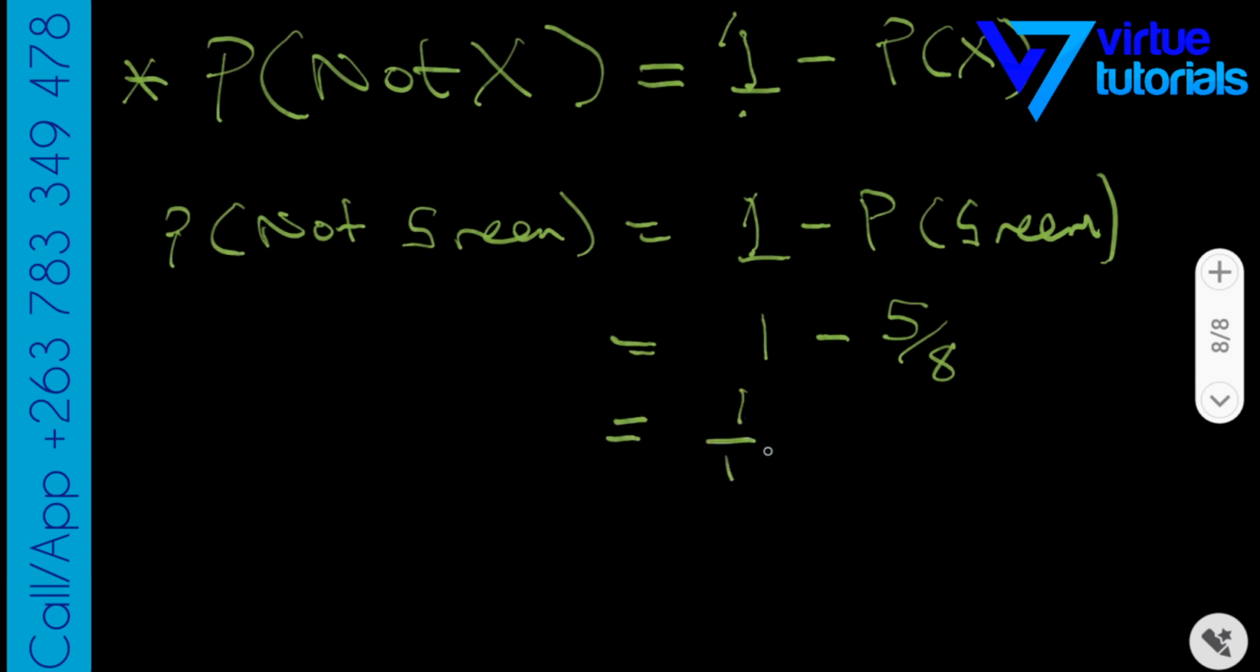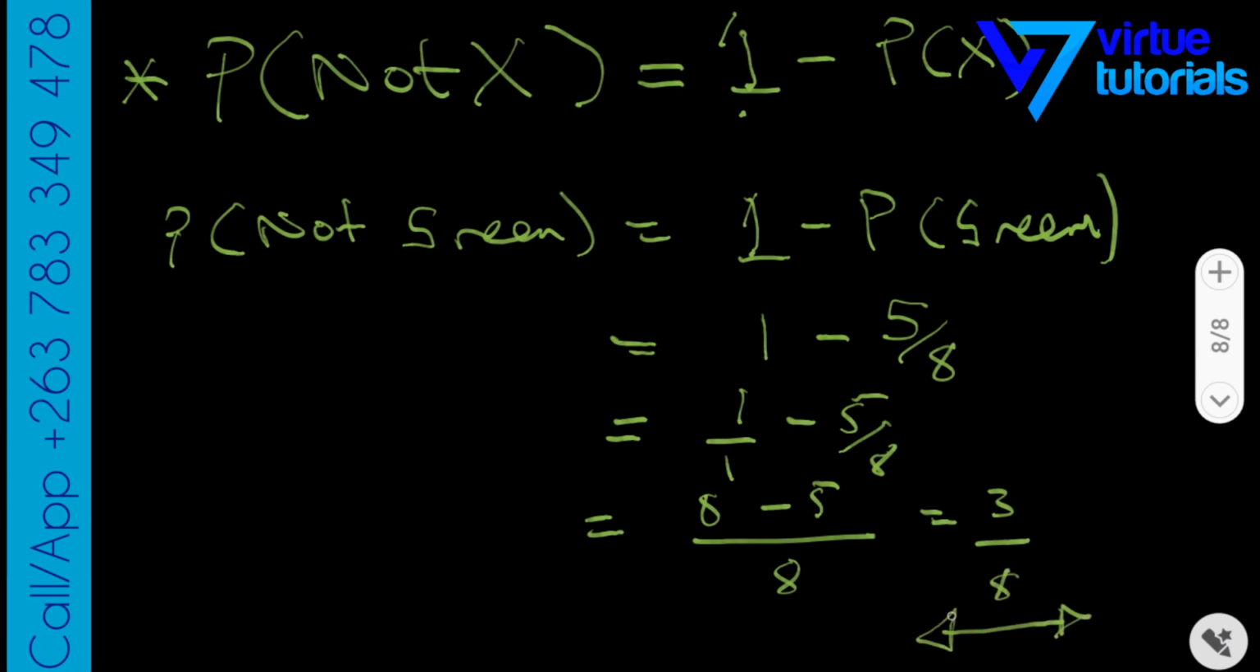So 1 is the same as 1 over 1, minus 5 over 8. Your common denominator becomes 8. 8 times 1 is 8, and 1 times 5 is 5. 8 minus 5 gives you 3, which gives you 3 over 8. So this is the chance of not getting a green. The chance of getting a green is 5 out of 8, then the other 3 out of 8 is the chance of not getting green. Okay, so let's try questions on this first part before we move to the next section.